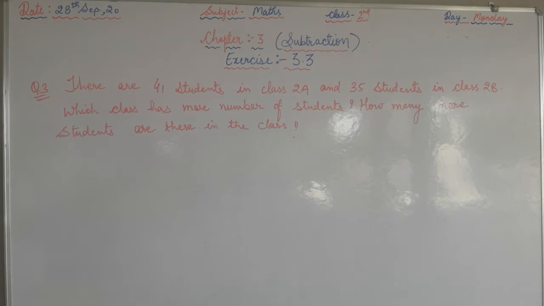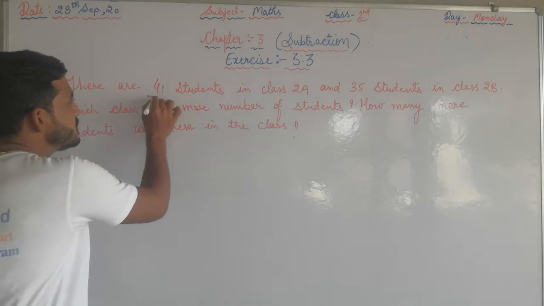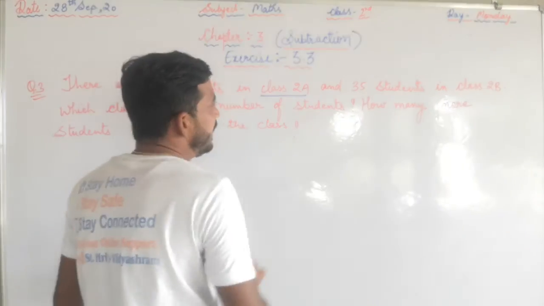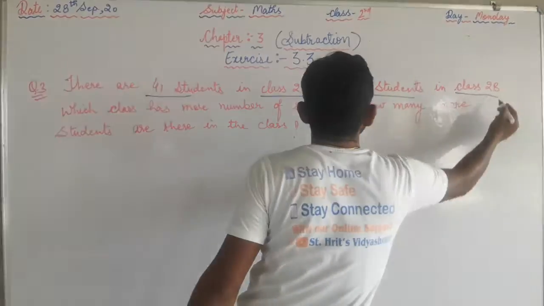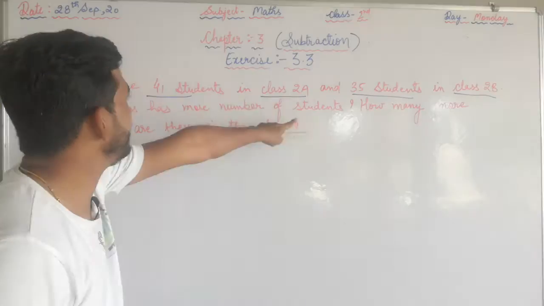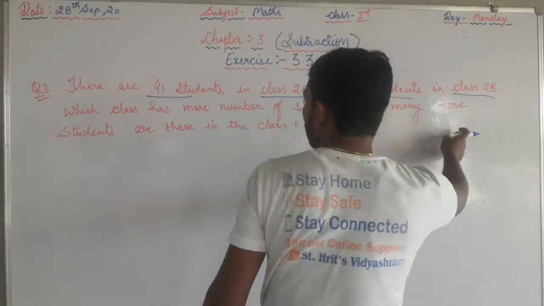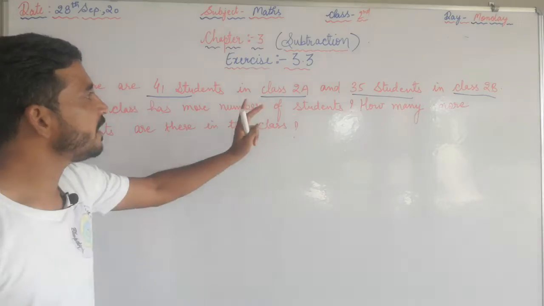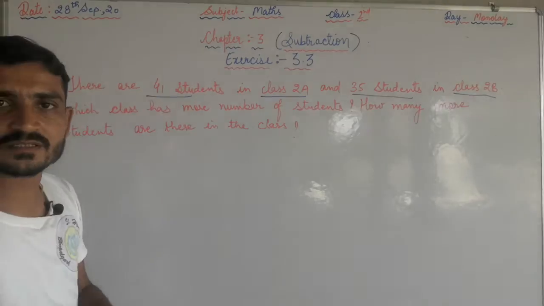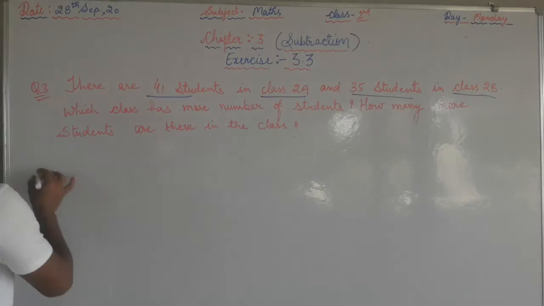So first read the question one more time. There are 41 students in class 2nd A and 35 students in class 2nd B. Which class has more number of students? Obviously class 2nd A has more students. How many more students are there in the class? You have to find the difference between the students of both the classes. Okay, so see the solution.